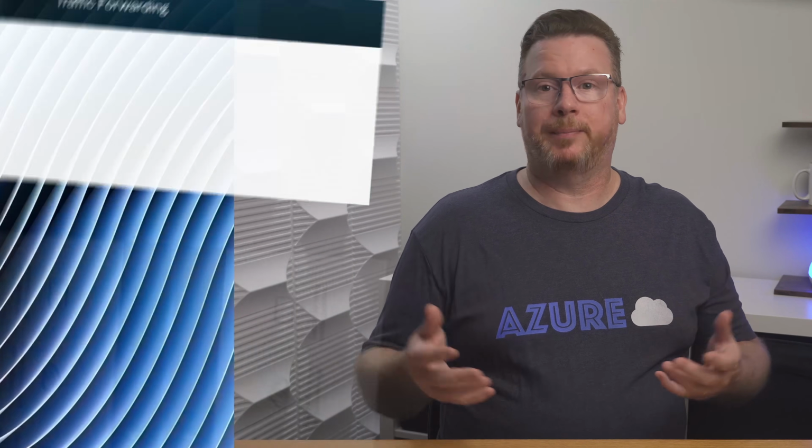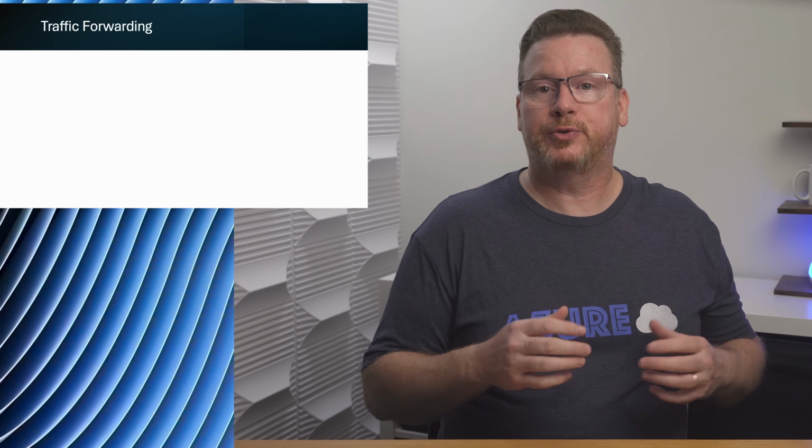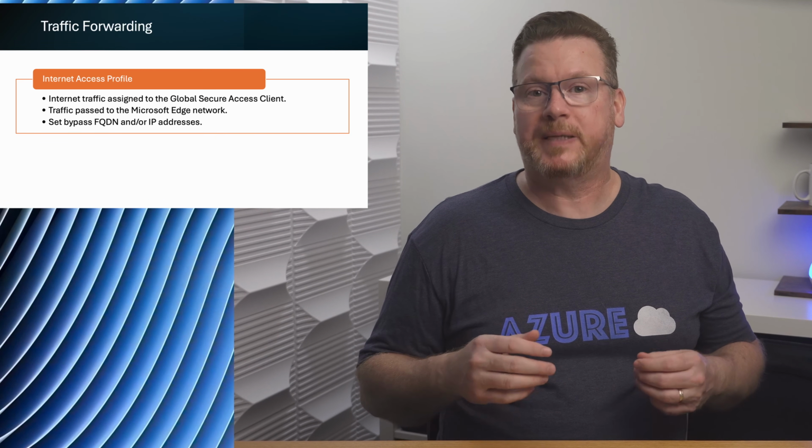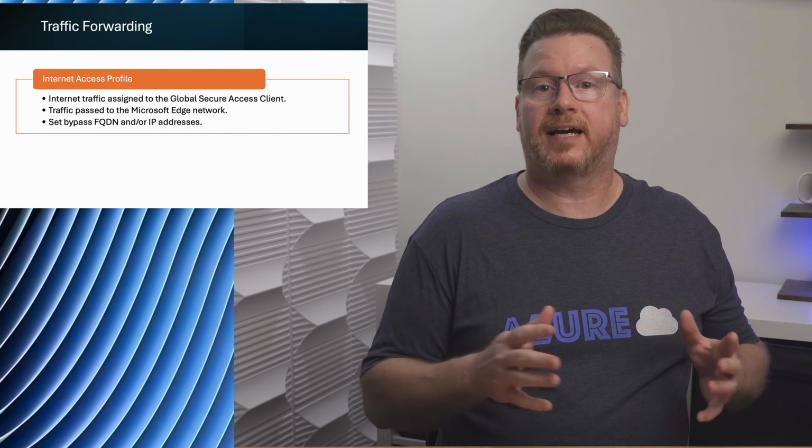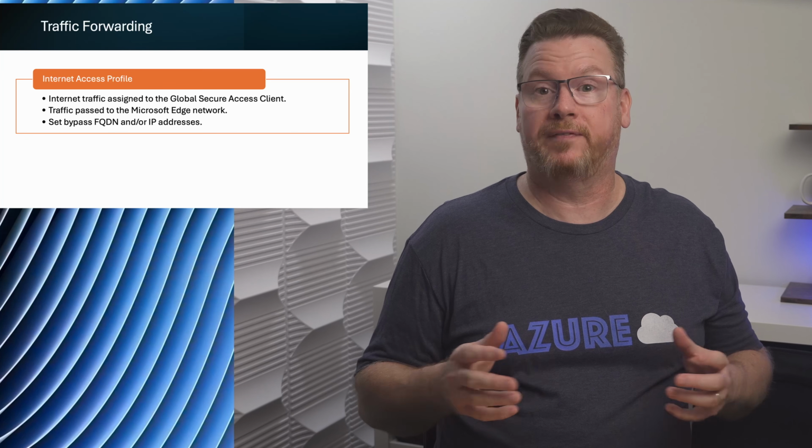So how do we deploy and manage it? The first step to configuring Entra Internet Access is to enable traffic forwarding in the Global Secure Access client. There are two traffic forwarding profiles we'll enable coming up, the Internet Access Profile and the Microsoft Traffic Profile. The Internet Access Profile specifies the traffic that gets assigned to the Global Secure Access client and then tunneled to the Microsoft Edge network for evaluation.